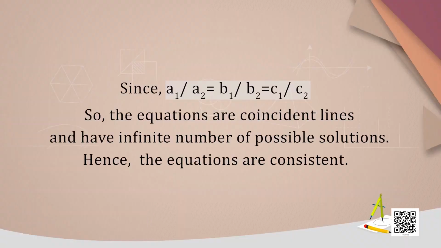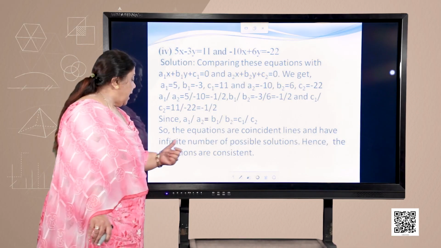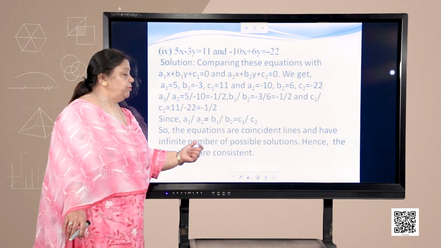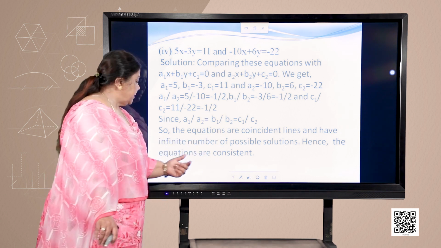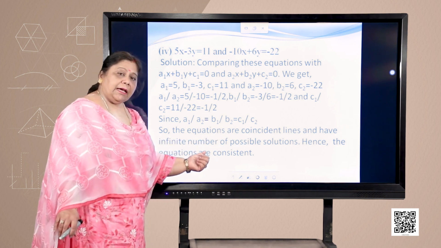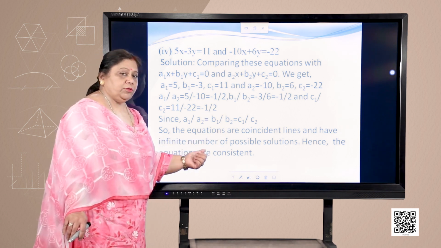a1 upon a2 is equal to b1 upon b2 is equal to c1 upon c2. So, the equations are coincident lines and they have infinite number of possible solutions. Hence, the equations are said to be consistent. Let us look into the next part.